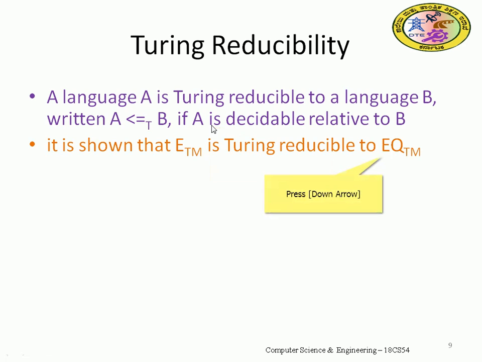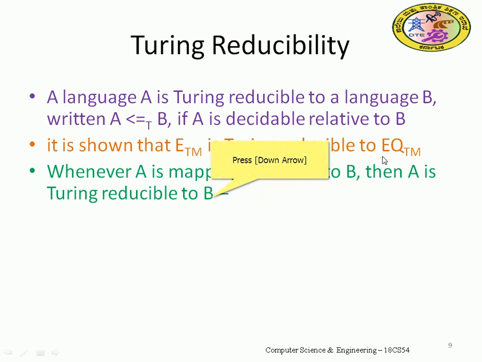So it is shown that the enumerable Turing machine language is Turing reducible to the equivalent Turing machine language. So whenever A is mapping reducible to B, then A is Turing reducible to B, right?